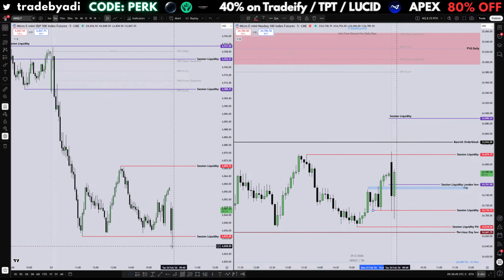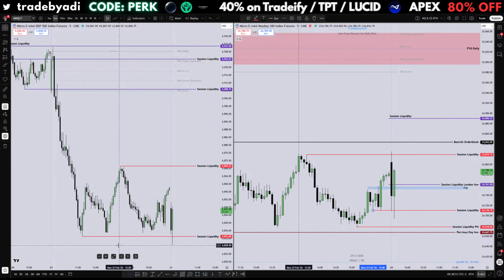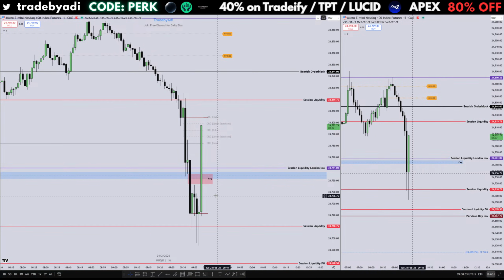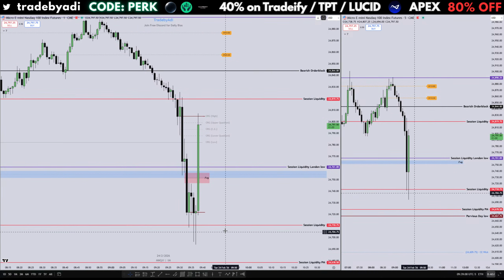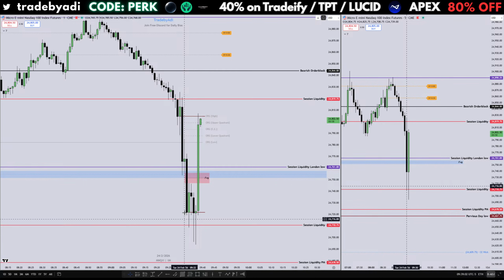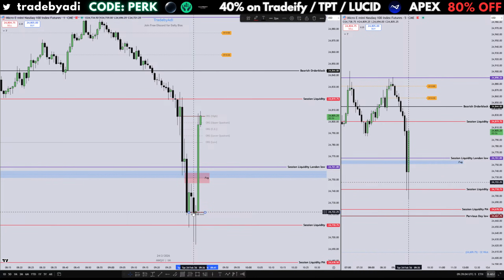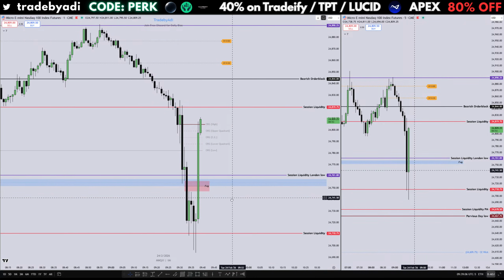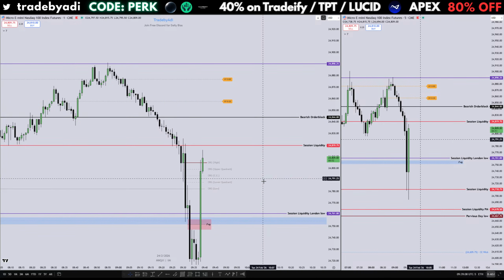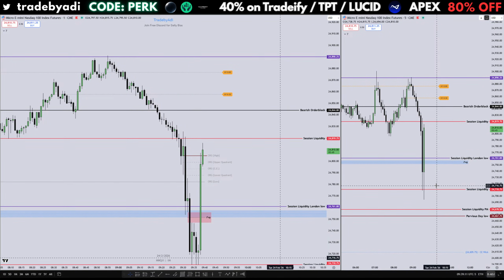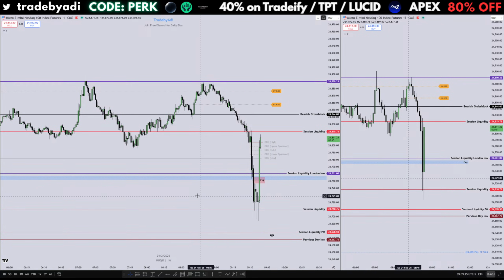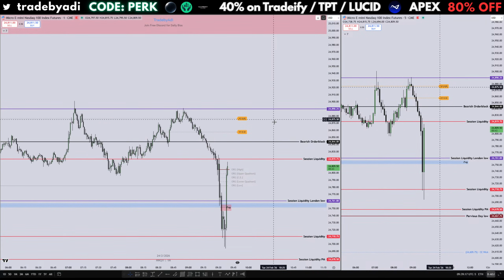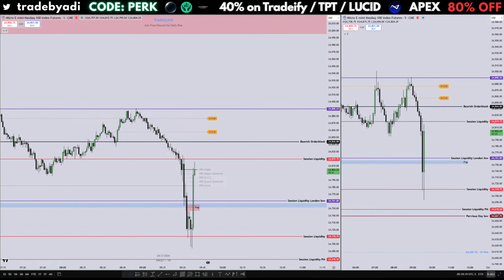We have an SMT with ES again on RTH. That's why, if the price has taken out this liquidity and this liquidity, that's why I was having a weird feeling it is not going to work. We really have a strong reaction from this.